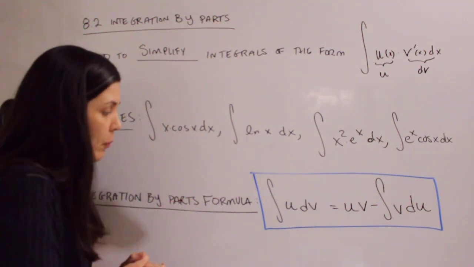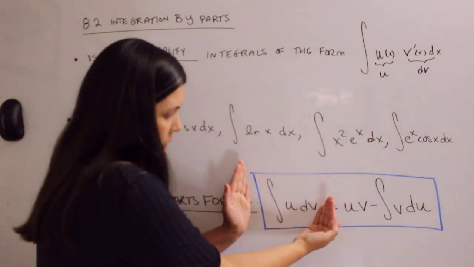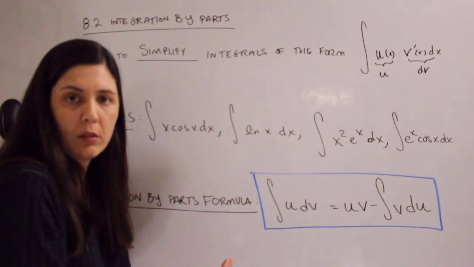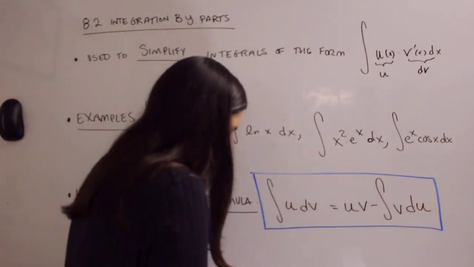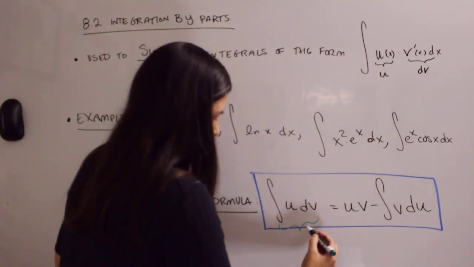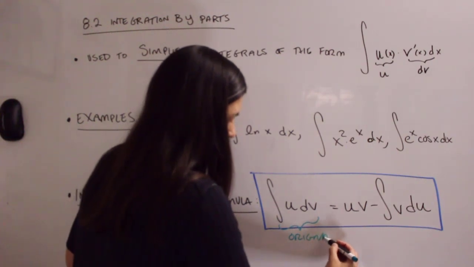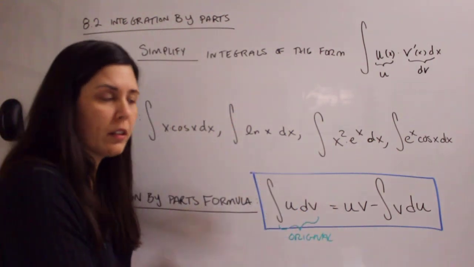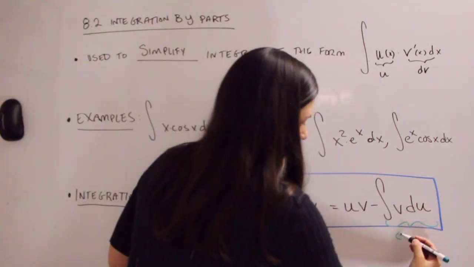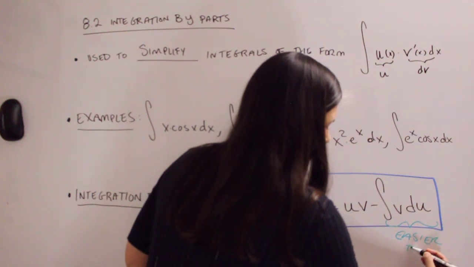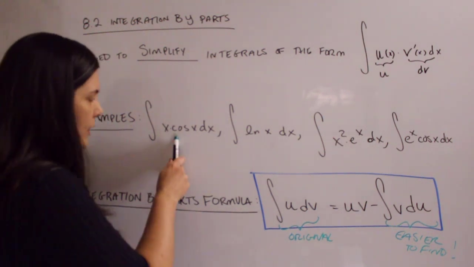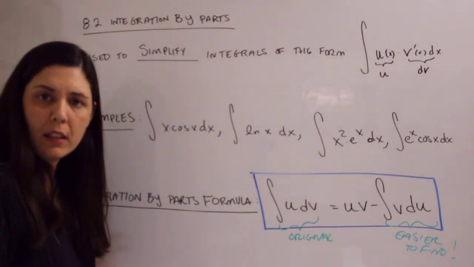I'll show you what I mean in an example. You start with this integral, and the way you find this integral is by making it equal this, okay? And then the whole idea is that this original integral that you are trying to find becomes easier. So yes, there's a new integral in this work, but hopefully this is easier to find than the original integral.